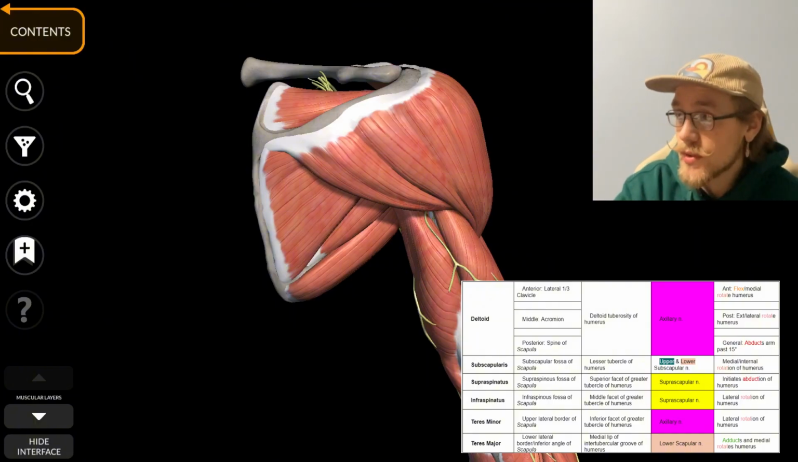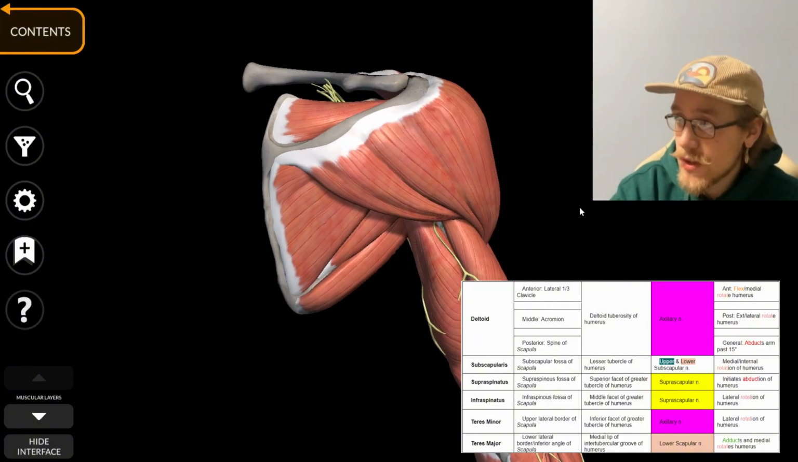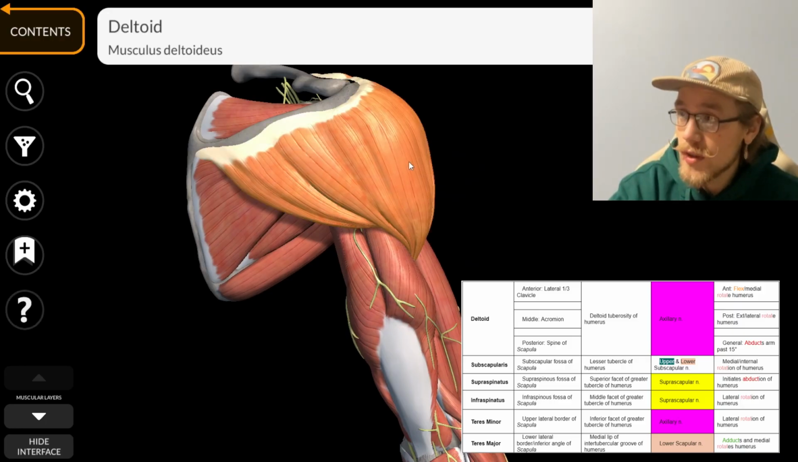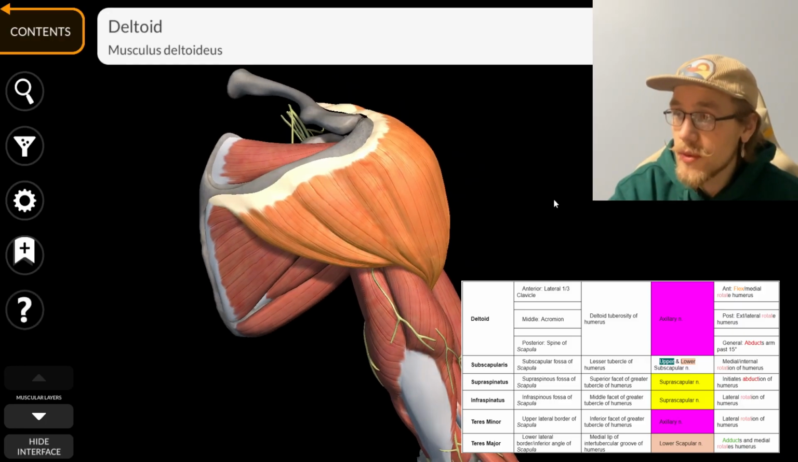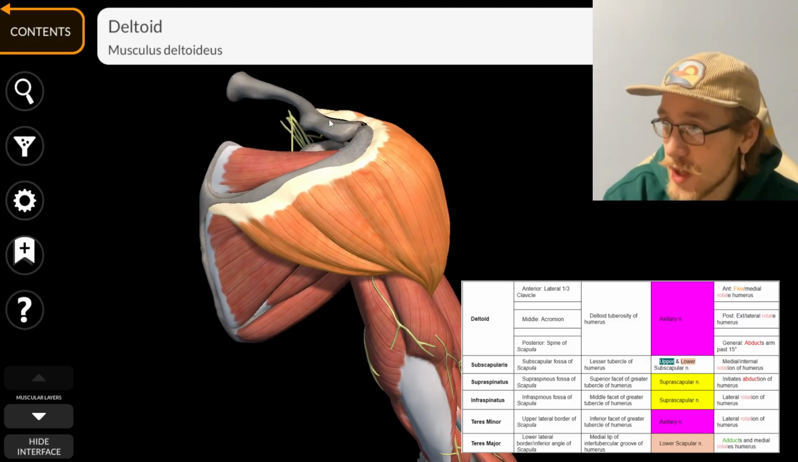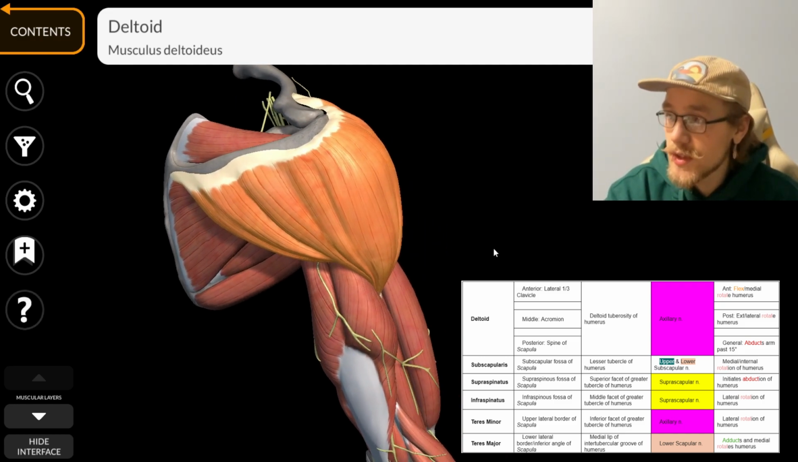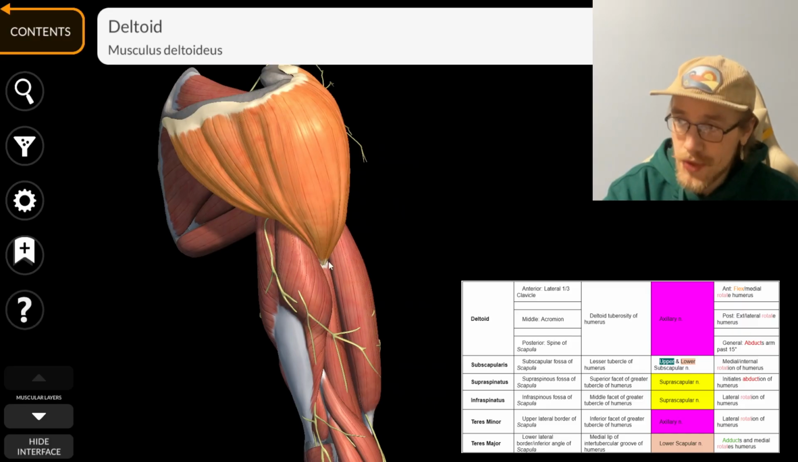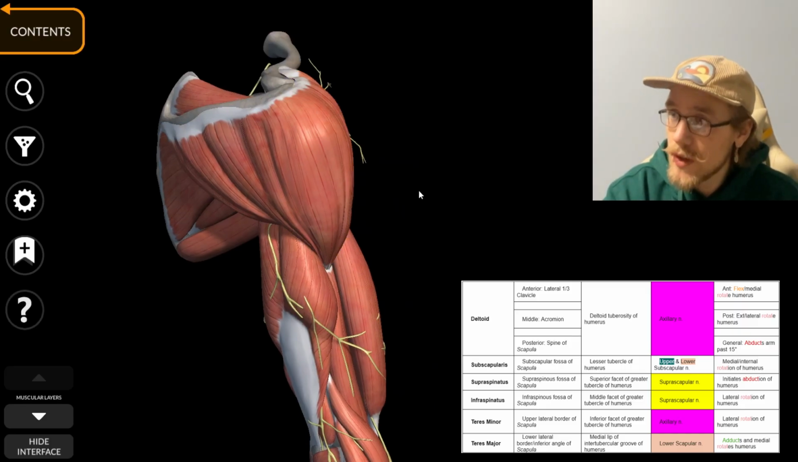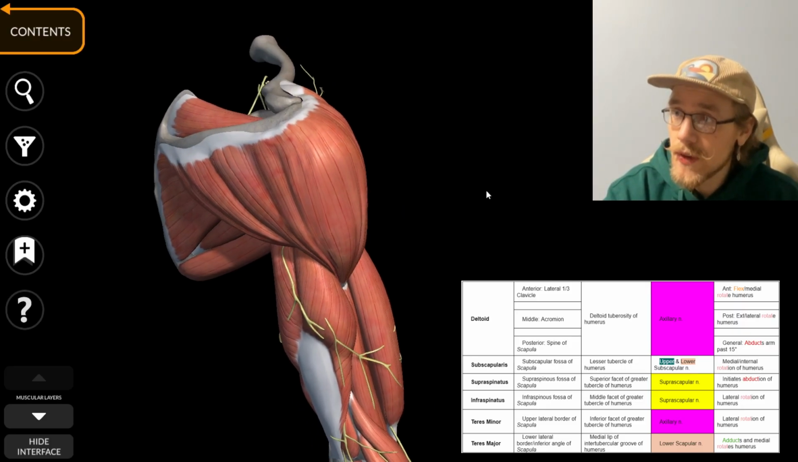Next, we have the muscles of the rotator cuff and shoulder. We'll start with the deltoid here. It's going to originate from the spine of the scapula, the clavicle, and the acromion process. It's going to insert into the deltoid tuberosity of the humerus. It's a little bump on the humerus bone there.